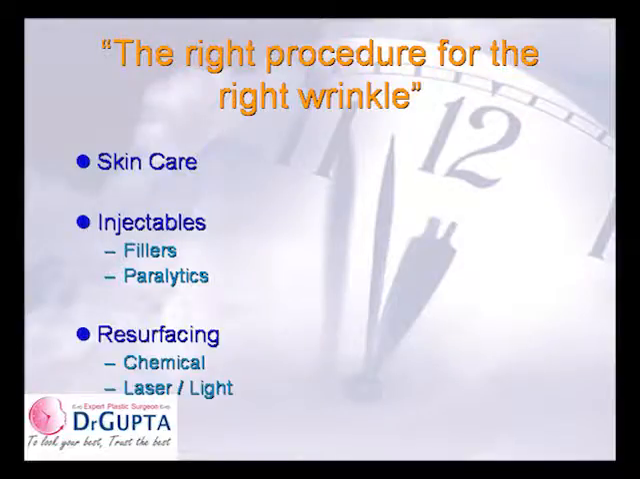So again, the right procedure for the right wrinkle means taking care of your skin. It means thinking about injectables, which can either be fillers or paralytics, and then resurfacing the skin, which can be in the form of chemical peels or laser and light sources.